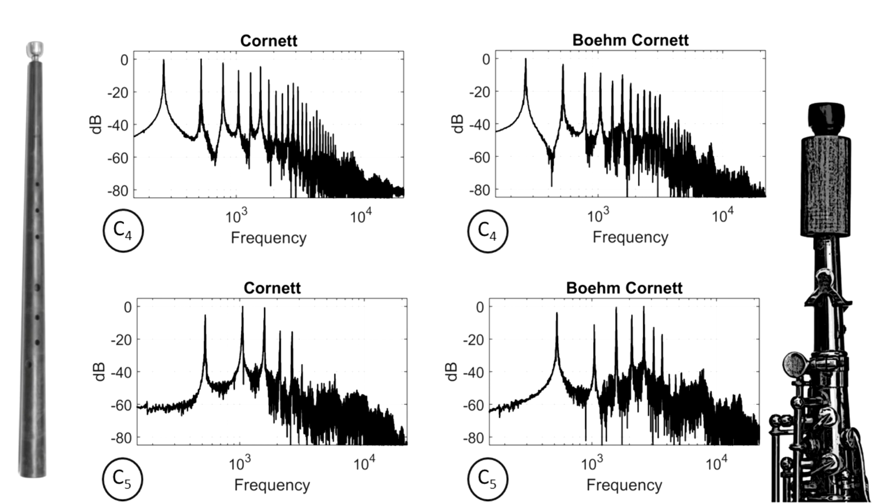So if you look at the tone spectra, on the left you see the cornet, on the right you see the Böhm cornet, on the top is C4 compared to C5 on the bottom, and you see that in principle the tonal characteristics are well preserved. So for the C4, the fundamental dominates, but you still have a fair amount of higher harmonics. They roll off slightly, but in a similar way between both instruments.